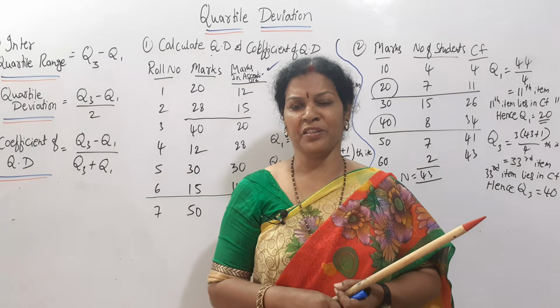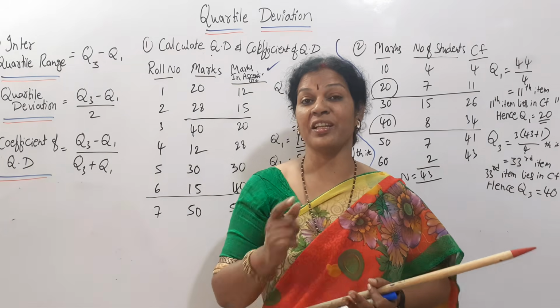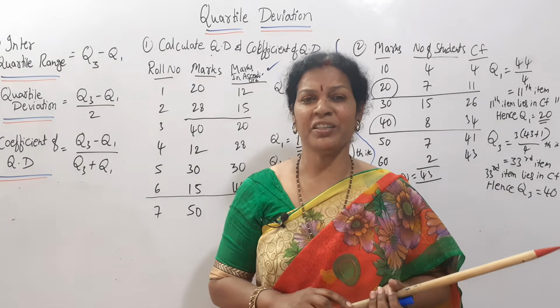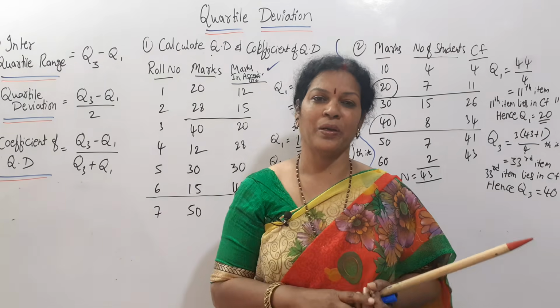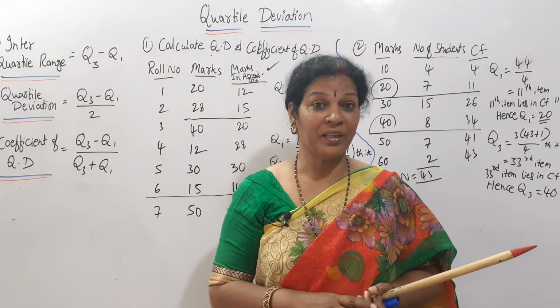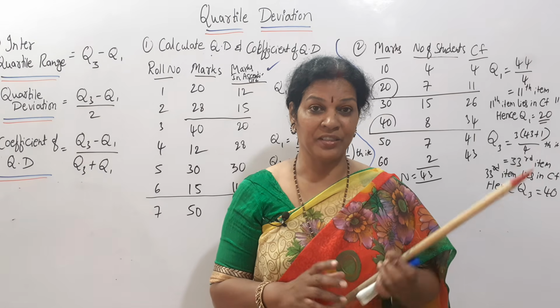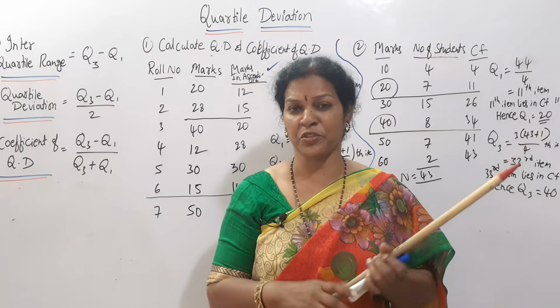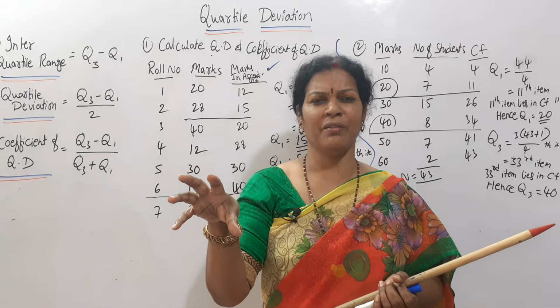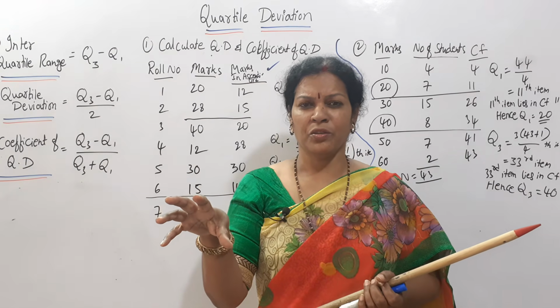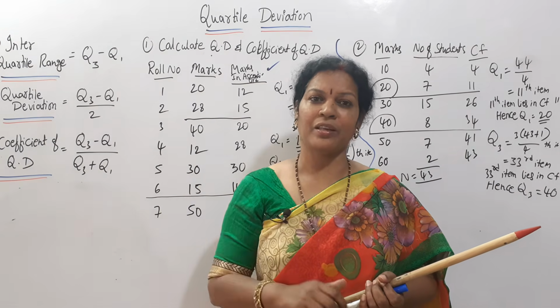Measures of variation. In this chapter we have discussed range in the last class. What is range? The difference between the largest value and the smallest value. When we consider range, we take only the largest and smallest values. We are ignoring the rest of the middle values. All the middle values are ignored. So that was the drawback of calculating range.